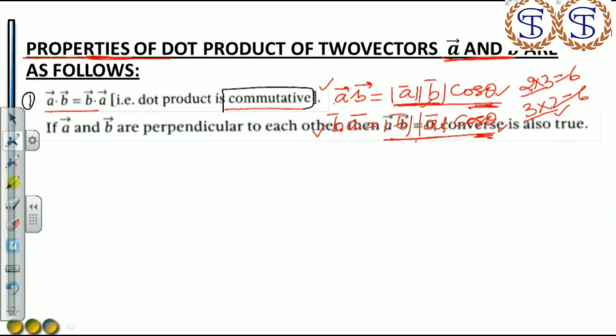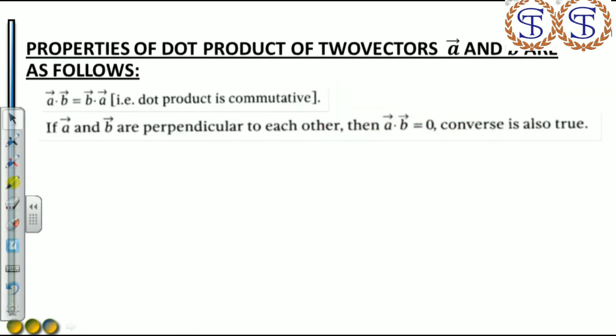Then next, if A and B, these two vectors, are perpendicular to each other, then A dot B is 0. And the converse is also true. What does it mean? It means if here is a vector A and this is vector B, and these two vectors are perpendicular to each other, that is, theta is 90 degrees. Now if A and B vectors are perpendicular to each other, then what is A dot B?